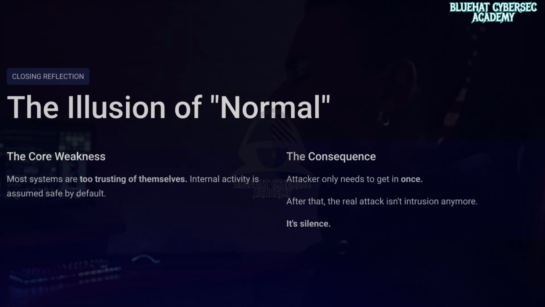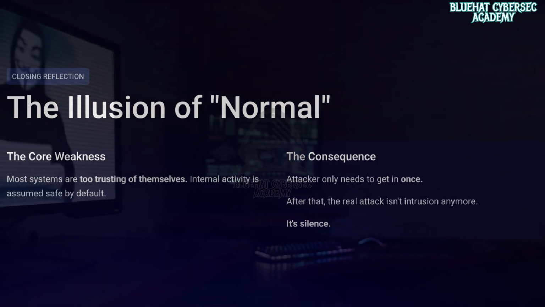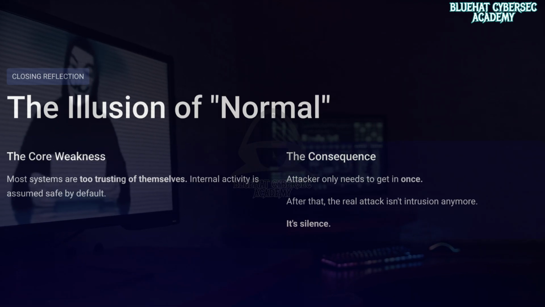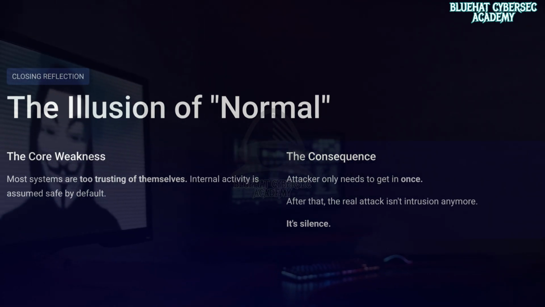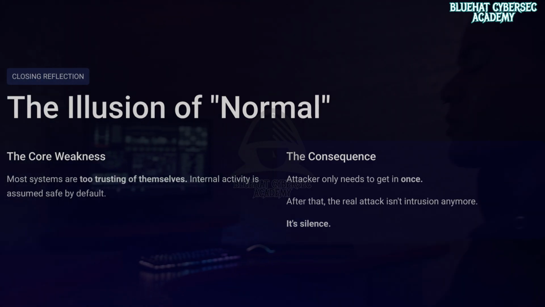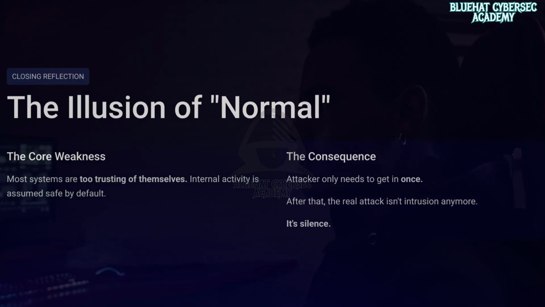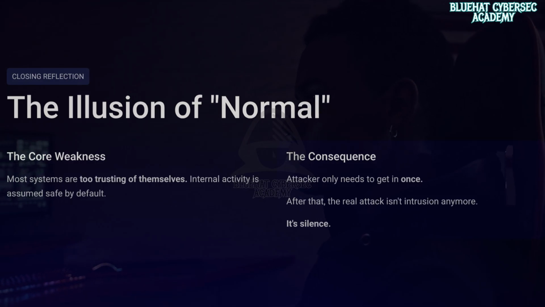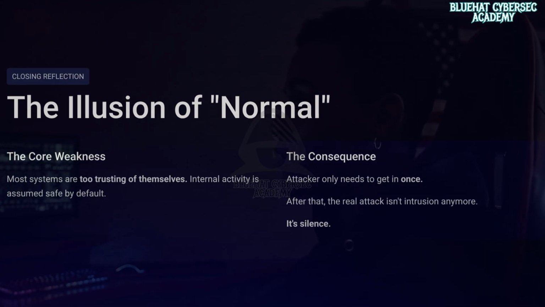And finally, the closing idea: the illusion of normal. Backdoor malware thrives on one simple idea: most systems are too trusting of themselves. Once a system assumes that internal activity is safe by default, the attacker no longer needs to break in repeatedly, they only need to get in once. And after that, the real attack isn't intrusion anymore, it's silence.